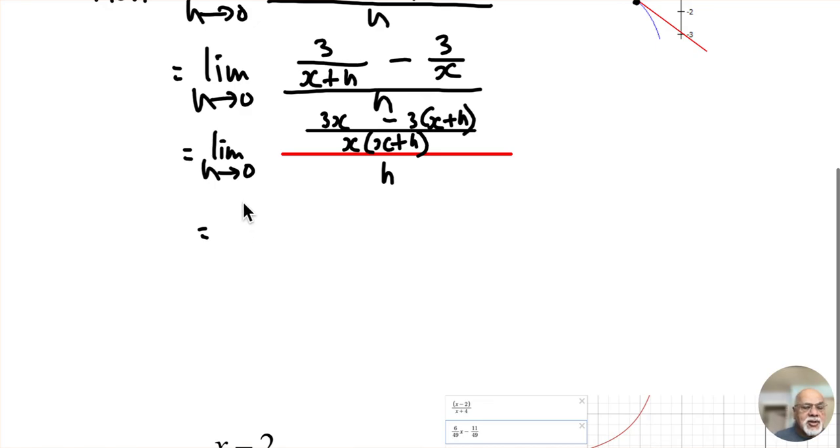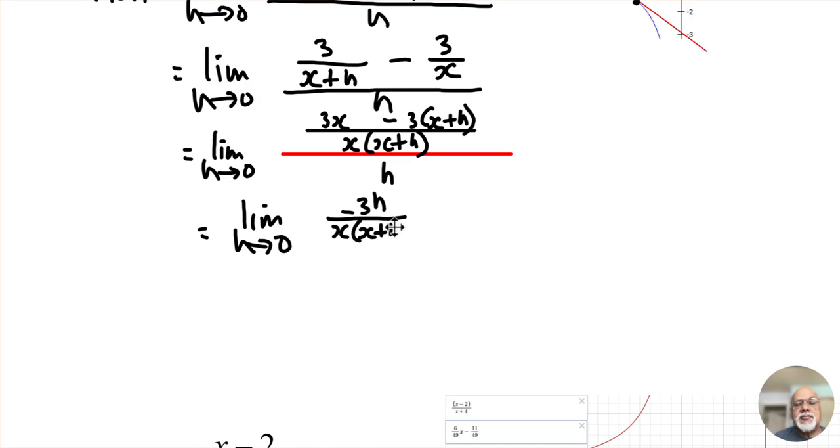So this becomes the limit as h goes to 0 of, let's see, the 3x minus the 3x would go away. Then we end up with negative 3h on the top, divided by x times x plus h. And since we're dividing by h over 1, that's like multiplying by 1 over h. So I'll just introduce the h into this denominator. And now you can see that the h's cancel.